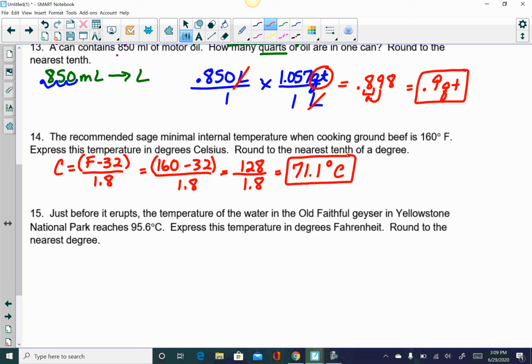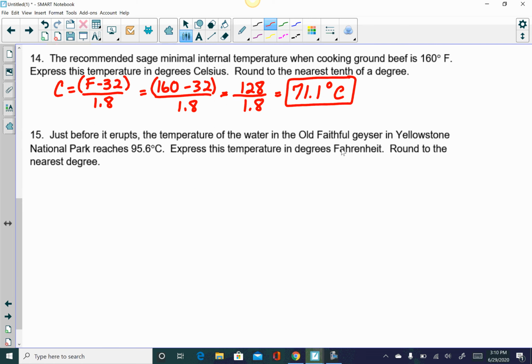Final answer there. In number 15, they tell us that Old Faithful, just before it erupts, the temperature of the water is 95.6 degrees Celsius. They want us to represent this in degrees Fahrenheit and round to the nearest degree. So the formula is Fahrenheit equals 1.8 C plus 32. So you have 1.8, and in place of C, you're going to put the Celsius temperature, so that's 95.6, and then add 32 to that. From here, you're just going to do a little bit of order of operations, or technically you can put all of that in your calculator at one time and you'd be good to go.